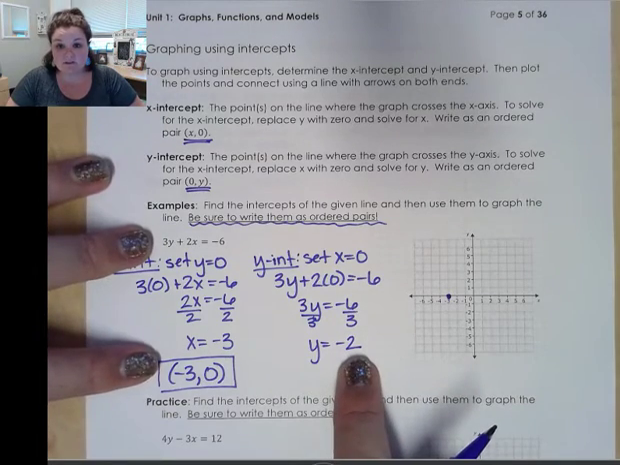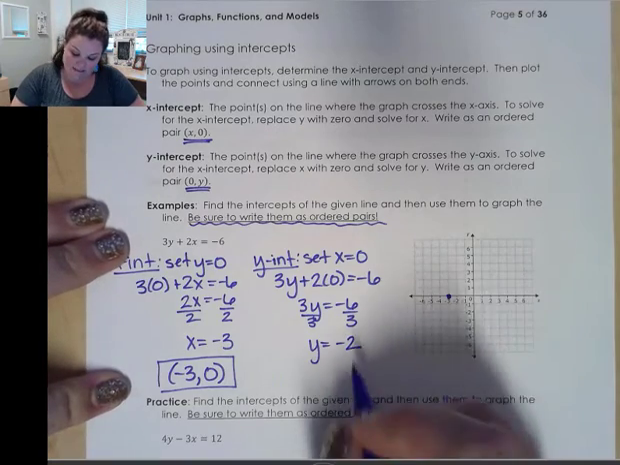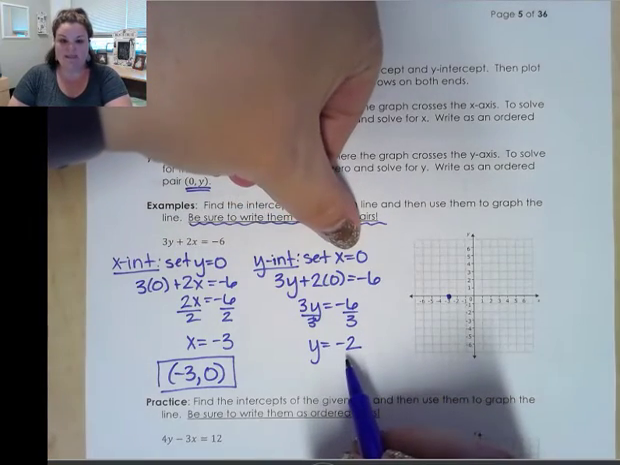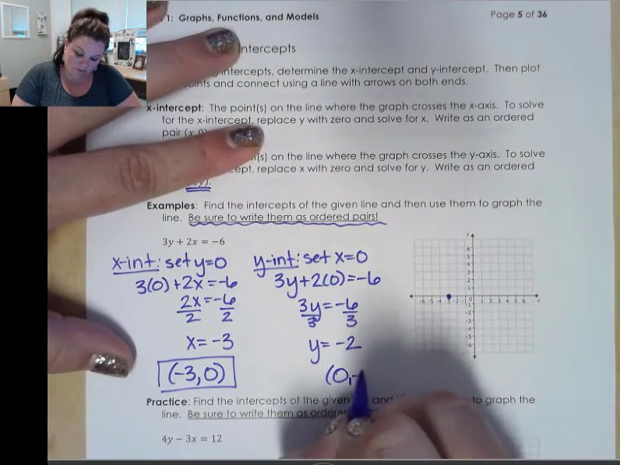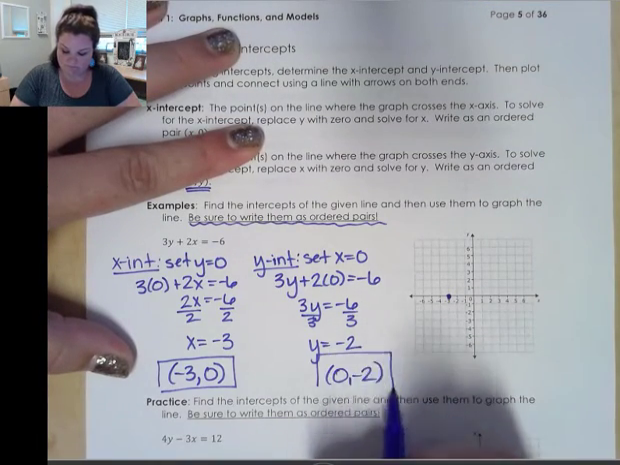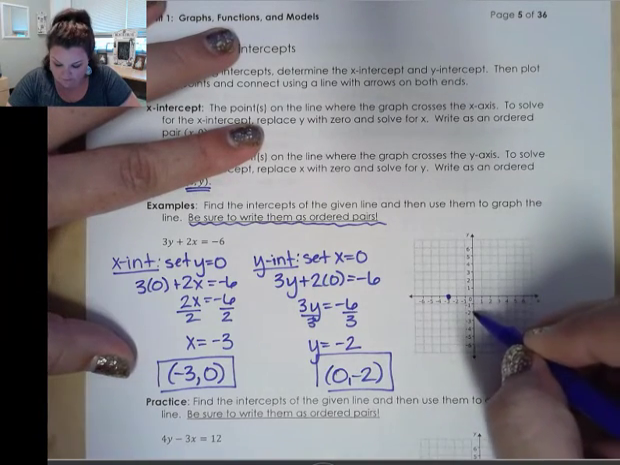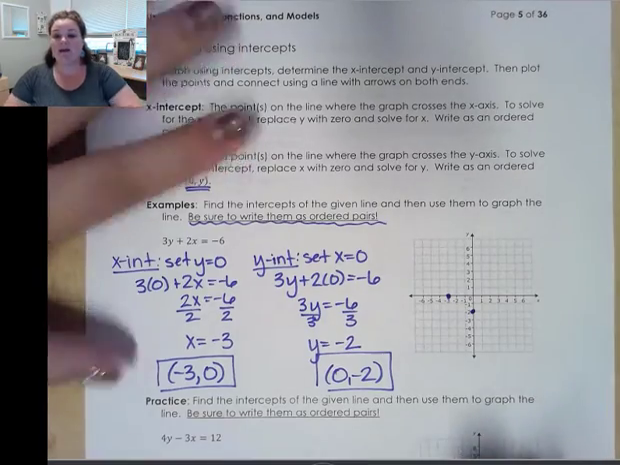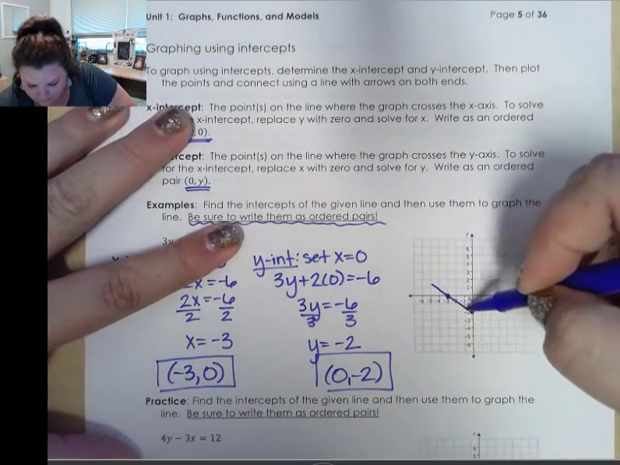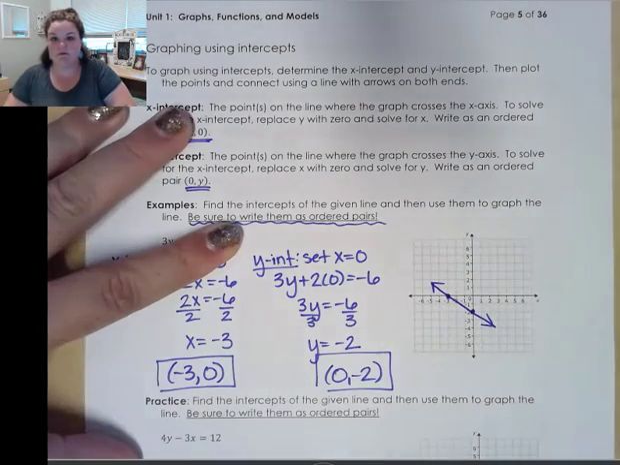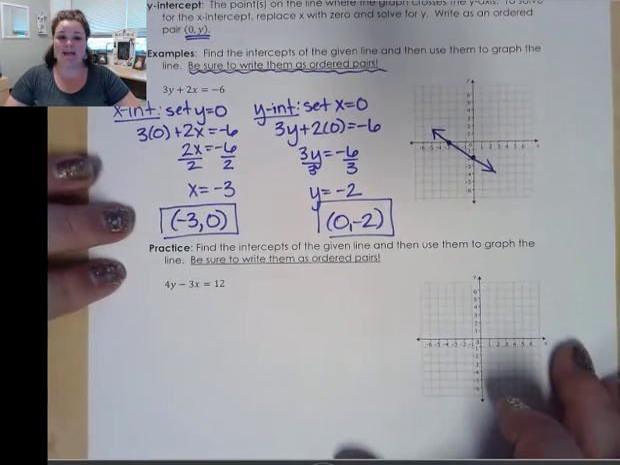But remember, we don't want a single digit because we're looking for a point on the graph. So if y is -2, we got that by setting x equal to 0. So my ordered pair would be 0, -2. And then I want to go ahead and plot that point. So on my y-axis, I'm going down to -2. And now I have at least 2 points, so I should be able to draw a nice straight line through them.